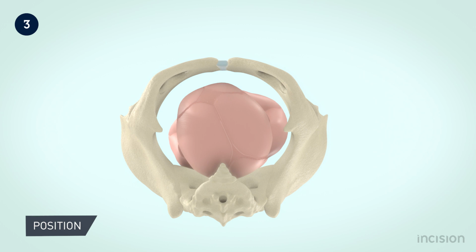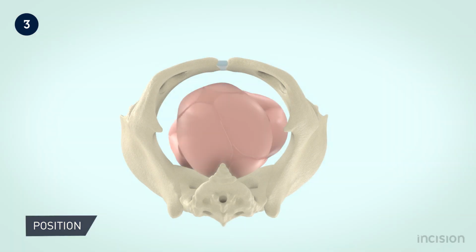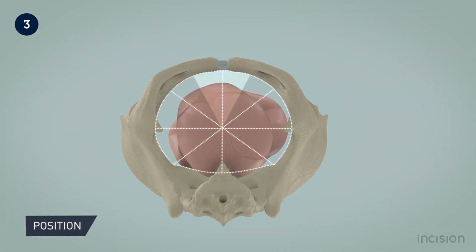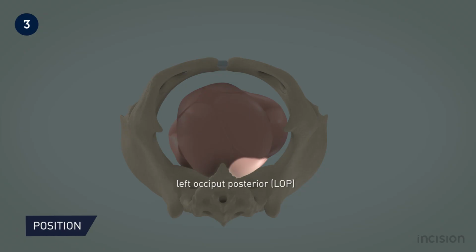The position of the fetus refers to the orientation of the determining point relative to the maternal pelvis. The pelvis is divided into anterior, left transverse, left posterior, posterior, right posterior, right transverse, and right anterior. A notation for a left occipito-posterior presentation, for example, will be written as LOP.